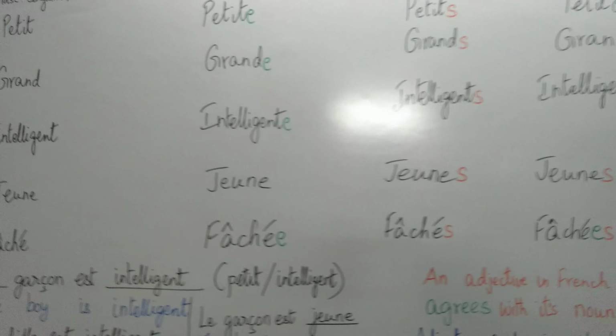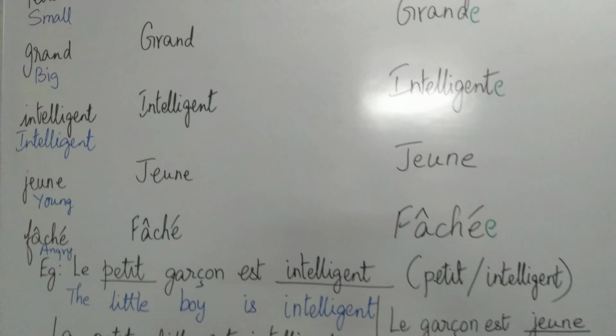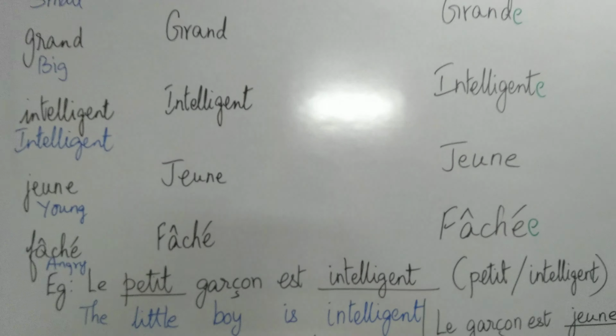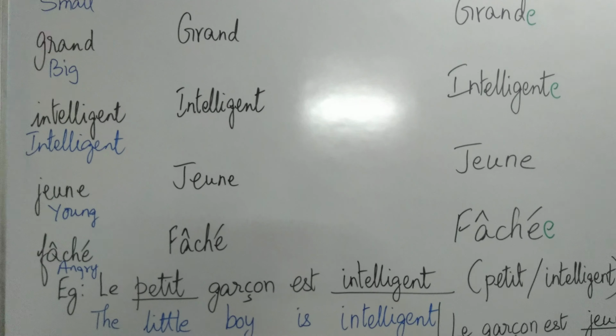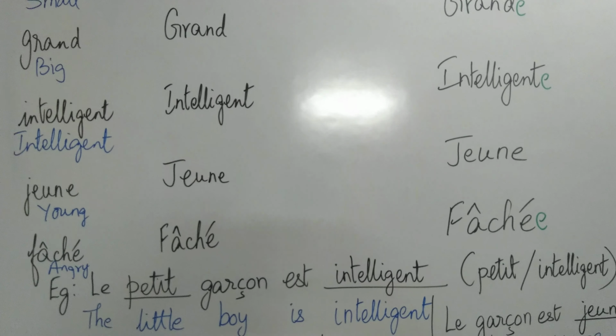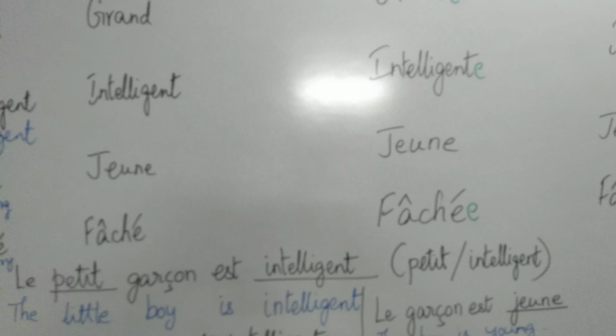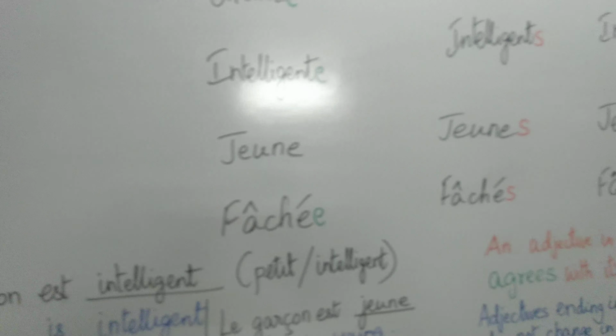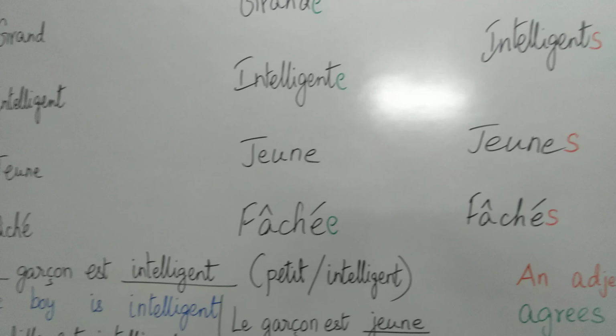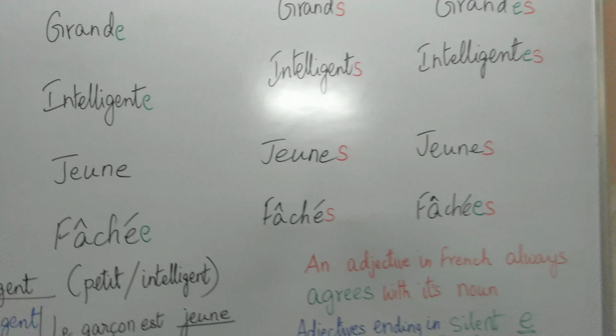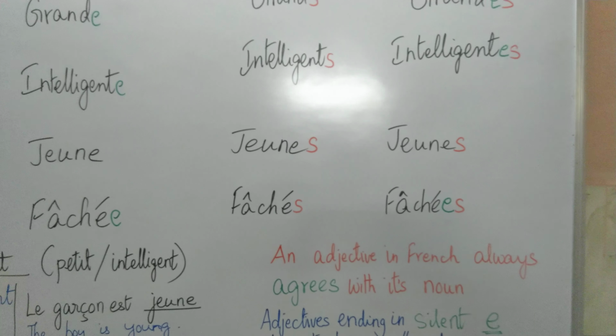The same thing goes with intelligent. Intelligent means intelligent. I-N-T-E-L-L-I-G-E-N-T is the form that is given. That itself is the masculine singular form. If I add E to it, it becomes feminine singular. If I add S to the masculine singular, I will get masculine plural. And if I add S to the feminine singular form, I will get feminine plural.